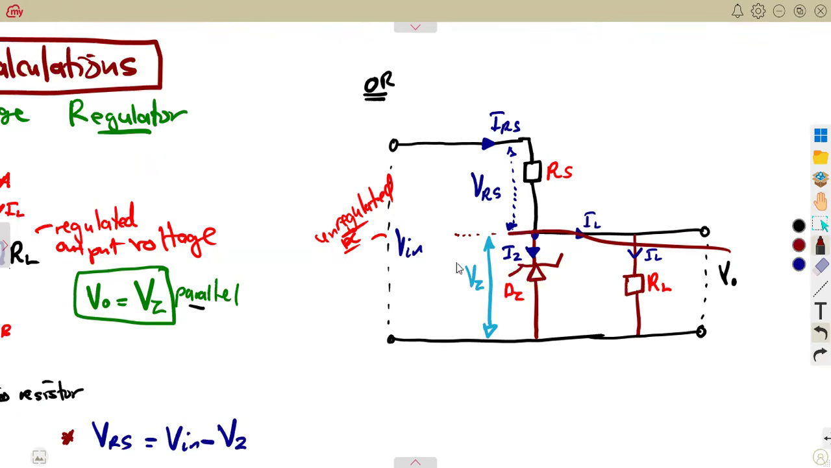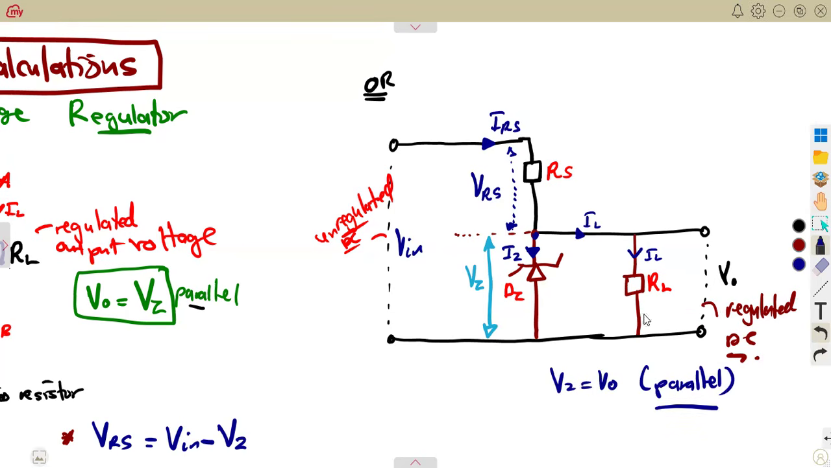I don't know which presentation you understand better. Do you understand it that way, or do you understand it from the other one? But that is the condition of voltage regulation. And as I said, at the output this voltage will be regulated. In parallel, the voltages will be the same. VZ will be equal to Vout because we're referring to a parallel combination.